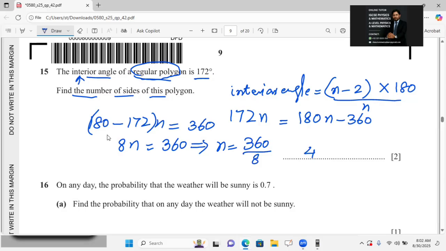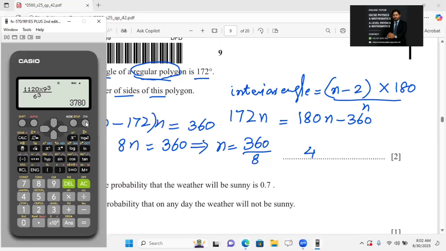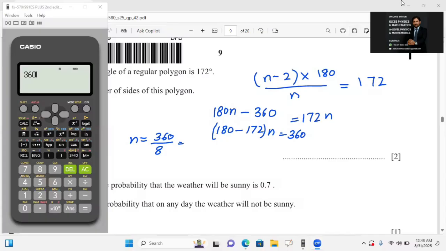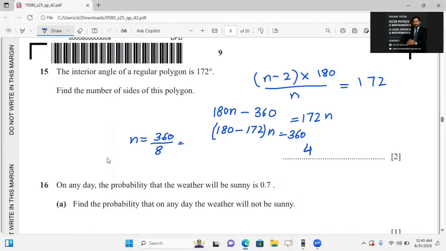8 fours are 32. 360 divided by 8, so 360 divided by 8 will equal 45. So this is the value, 45, over there. It means 45 sides are carried by that regular polygon. 45 sides are available.